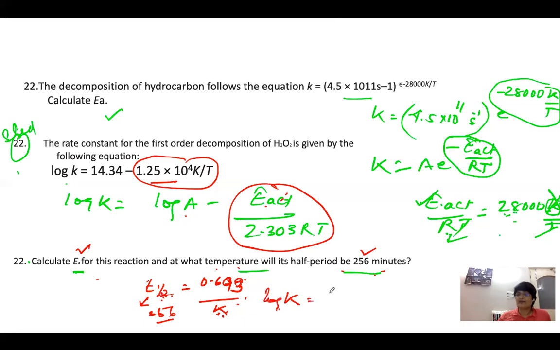Log K is equal to log A. Log A is here, 14.34, minus E act upon 2.303 R and this temperature which you're finding here. You calculate E act, and they are asking at what temperature it's going to be. So K you are going to put here, E act you have already found out, so this T you have to find out.